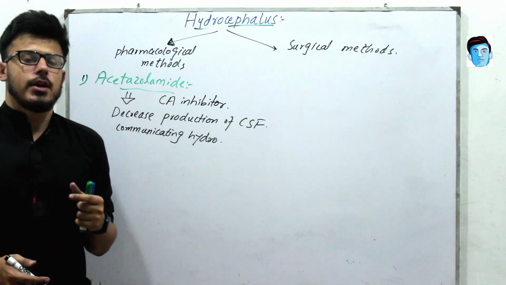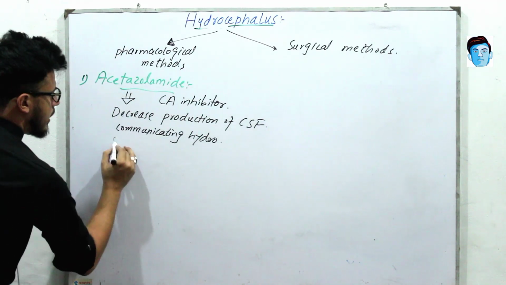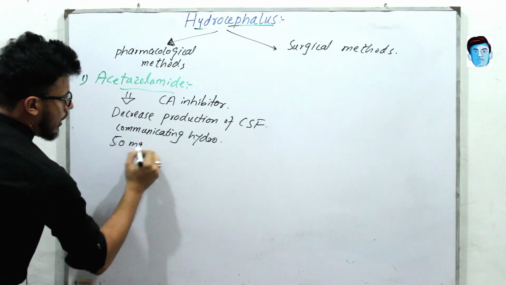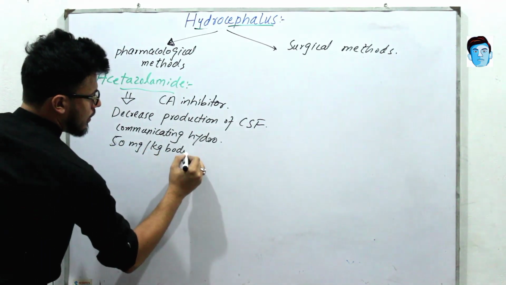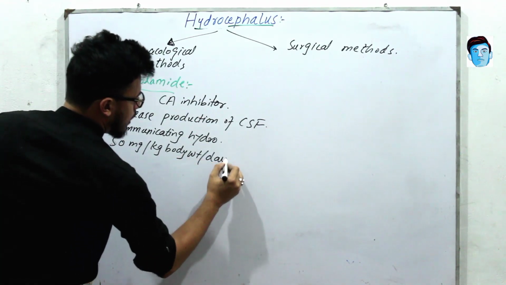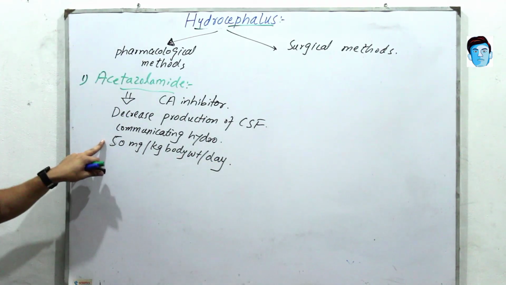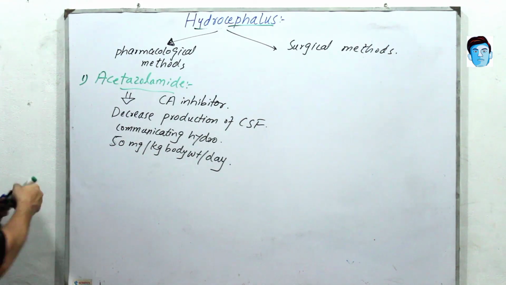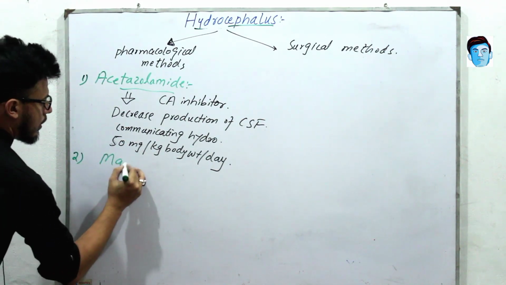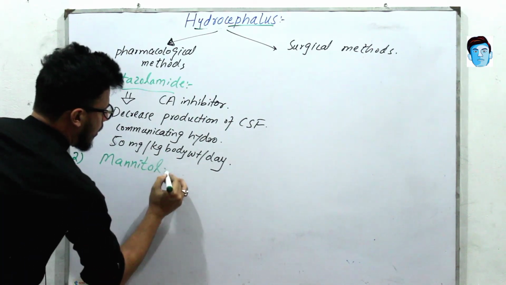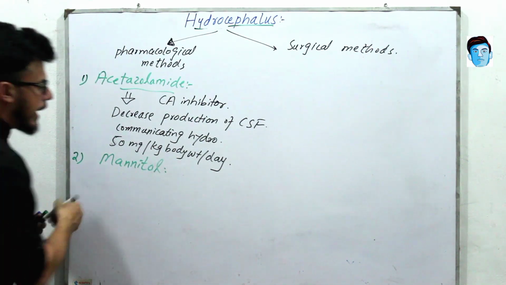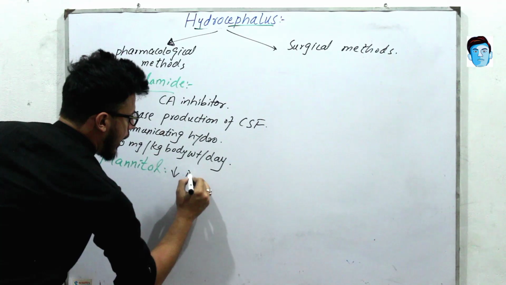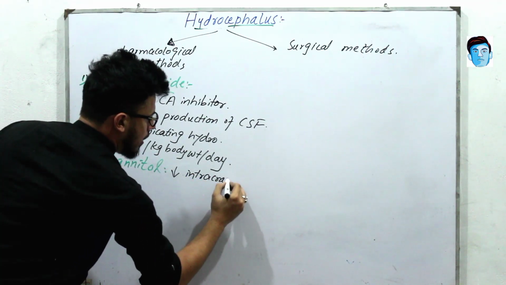Now what is the dose of acetazolamide? The dose of acetazolamide is 50 mg per kilogram body weight per day. Now what is the second option? That is called mannitol. And what is the major action of mannitol? It decreases the intracranial pressure.